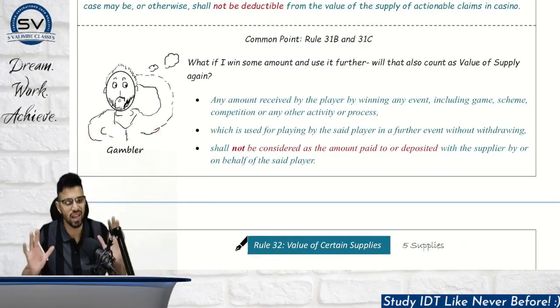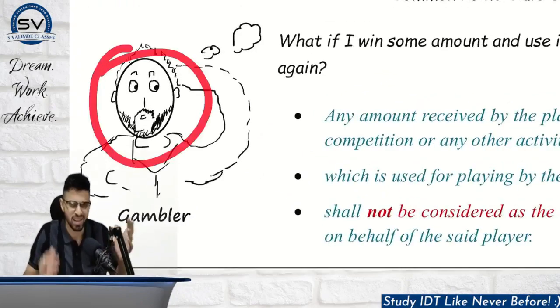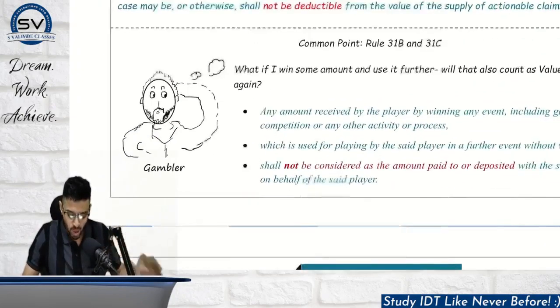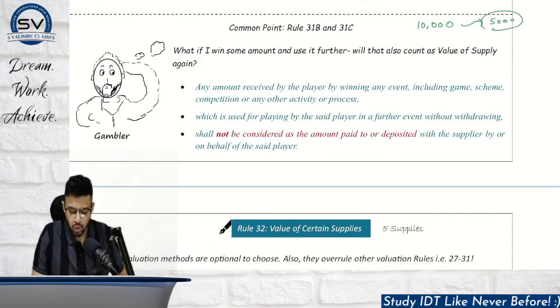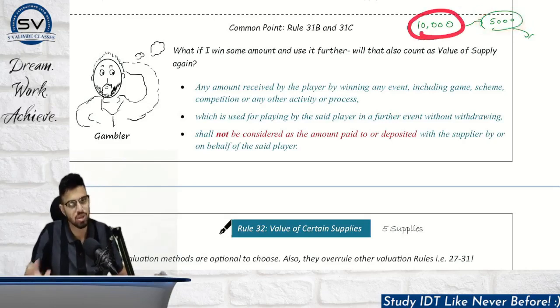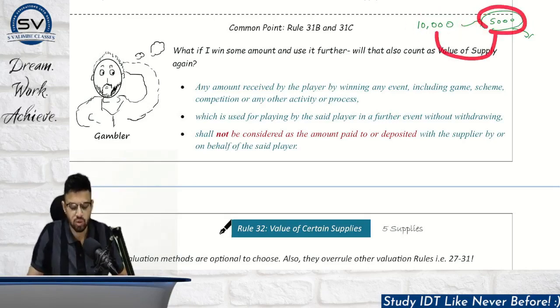Now he has a query, right? I have tried to make this also as a gambler, bearded guy. So now he says that what if I win some amount and use it further? Simple example, let's say I bought some chips worth rupees 10,000. From this 10,000 I won, let's say 5,000. I use this 5,000 again. Now will this again be concluded as the value of supply and GST will be applied? Answer is no. This 10,000 is the value of supply because the source of 5,000 is 10,000.